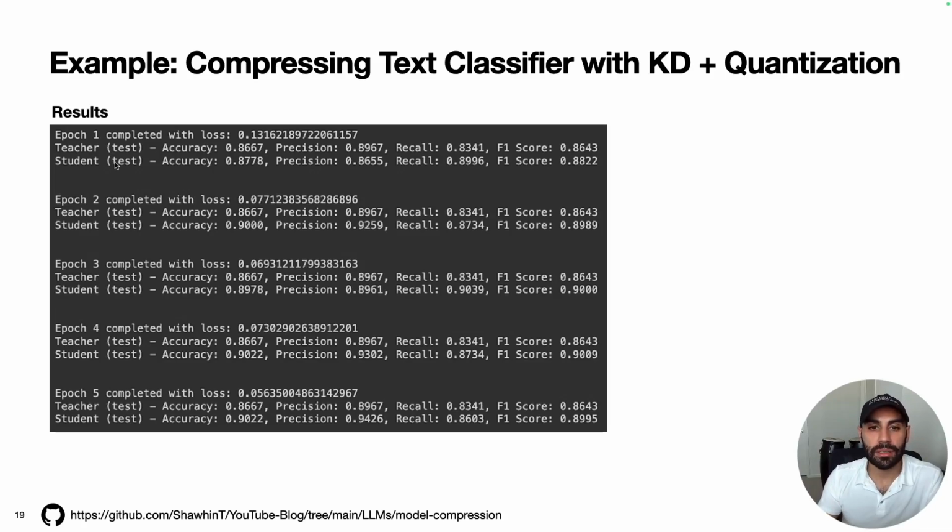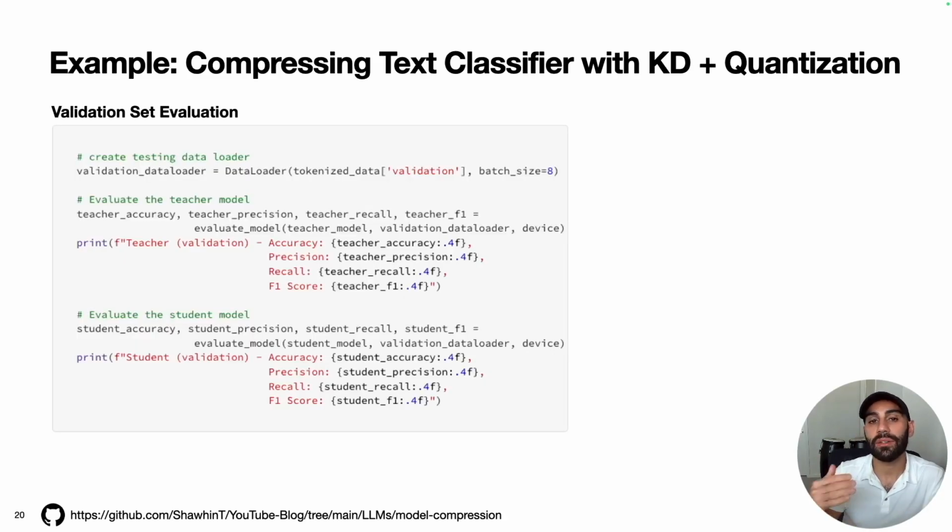And then we can compare the performance of the teacher and student models. So of course, since we're not updating the teacher model, its accuracy is going to stay the same across all epochs because it's not changing. But we can see the student model performance get better and better across each epoch. And then once we get to epoch number 5, the student model is actually performing better than the teacher across all evaluation metrics.